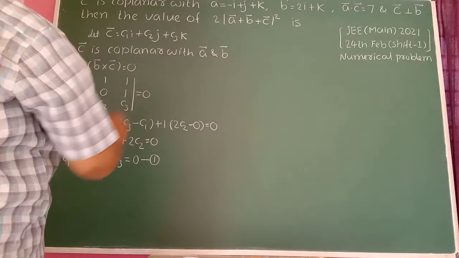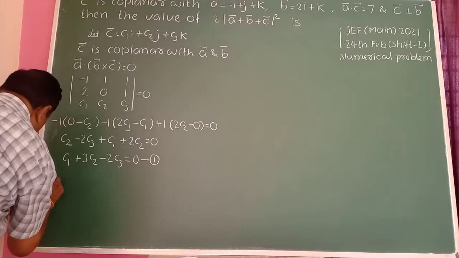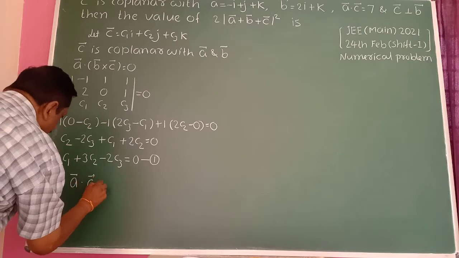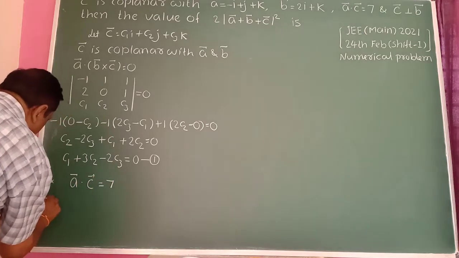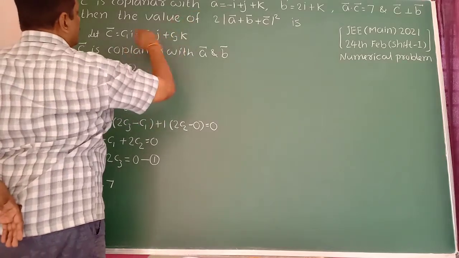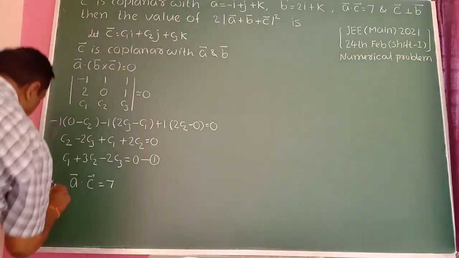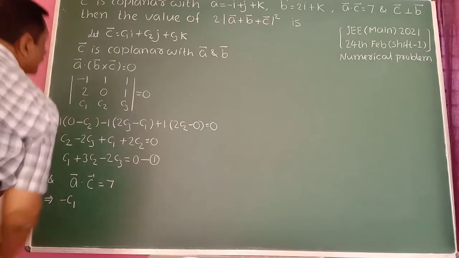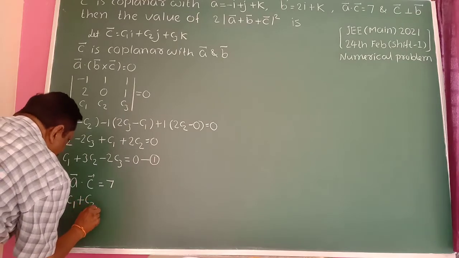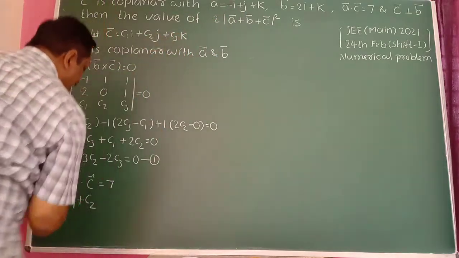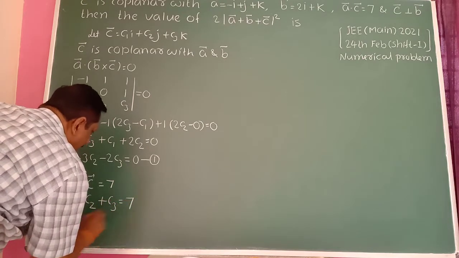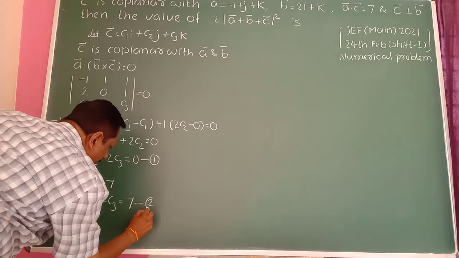Then they given A bar dot C bar is equal to 7. A bar is this vector, C bar is this vector, it's a dot product. Minus 1 into C1 is minus C1, then 1 into C2 becomes plus C2, then 1 into C3 becomes plus C3, equal to 7. Take this as equation number 2.